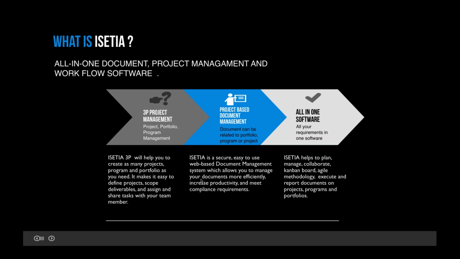Why is it all-in-one software? It is because it helps you to plan, to manage, and to collaborate. You can use Kanban boards, you can use the Agile methodology, you can execute and report documents, projects, programs, and portfolios. So it's just all-in-one software, all that you need.